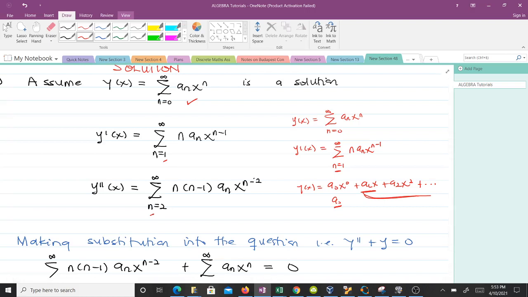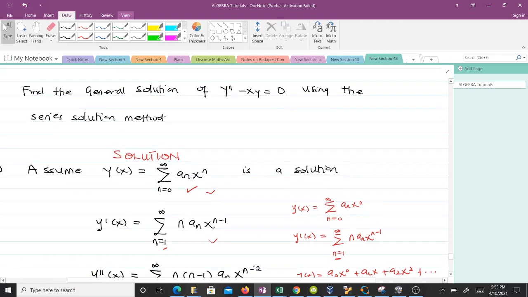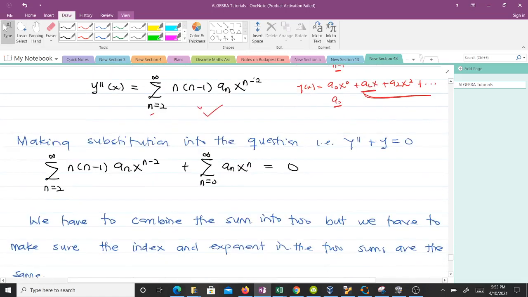So there's our y of x, y prime of x, and y prime prime of x. The next thing that we do is that the question given was y prime prime plus y equals 0. So we make substitution into this. Whenever you find y prime prime, we put this there, and where you find y, we put this there. So making substitution into the question, we end up with this.